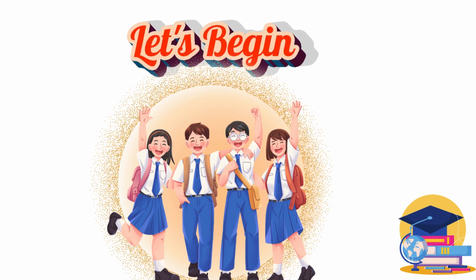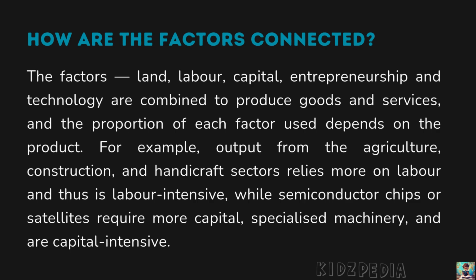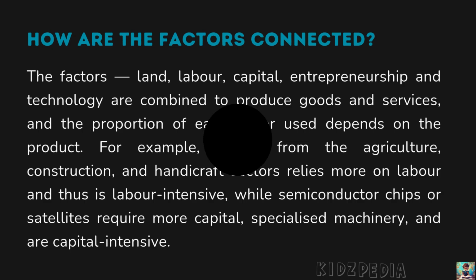So, let's begin. How are the factors connected? The factors land, labor, capital, entrepreneurship, and technology are combined to produce goods and services, and the proportion of each factor used depends on the product. For example, output from the agriculture, construction, and handicraft sectors relies more on labor and thus is labor intensive, while semiconductor chips or satellites require more capital, specialized machinery, and are capital intensive.